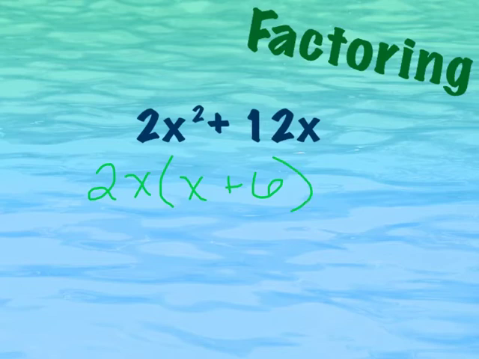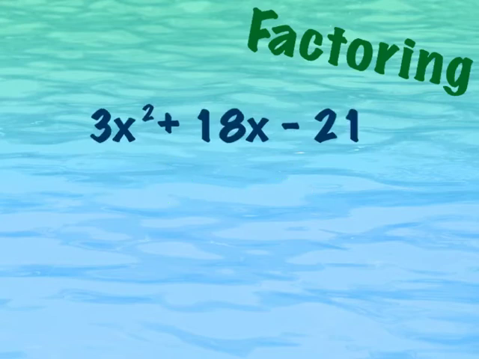Inside, I have a binomial. I ask myself, is this a difference of squares? No, it's not. Therefore, I'm done factoring. These are the two things that multiply together to equal 2x squared plus 12x. Moving on and doing some more practice.